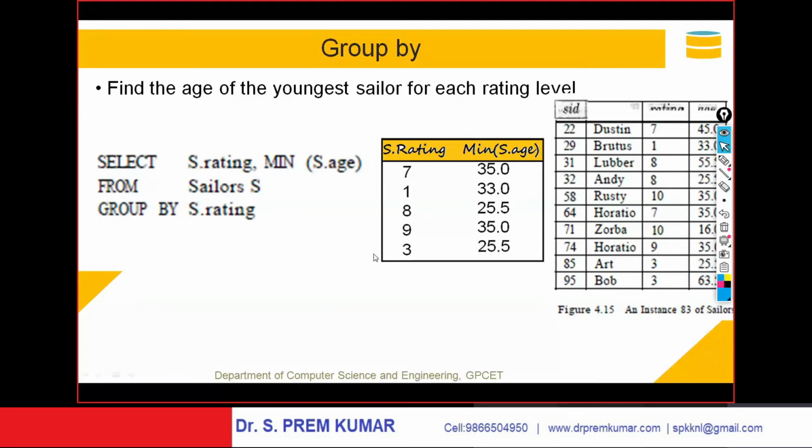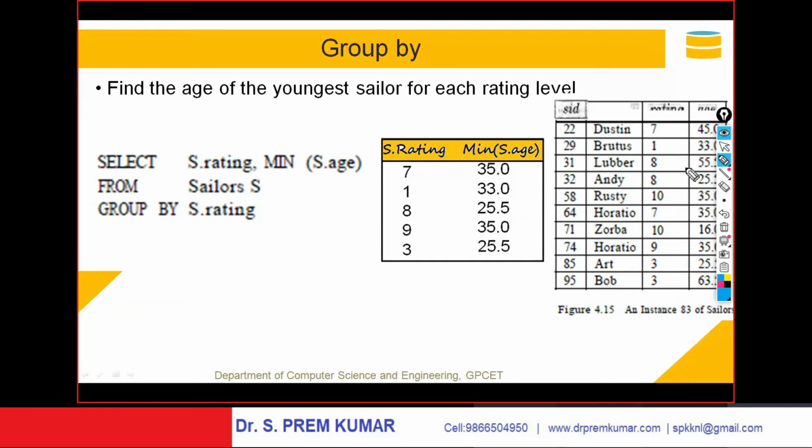Observe this: find the age of the youngest sailor for each rating level. I want only the youngest sailor for each rating level. For example, here 7 and 7. Rating 7 is considered as one group. From this group, who is the youngest sailor? One is 45, the other is 35. So I want 7, 35. The rating category 7 is made as one group.